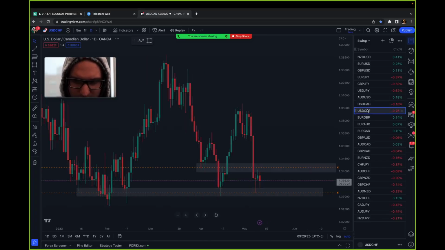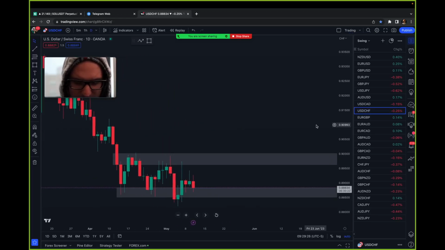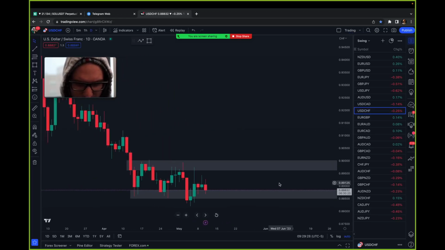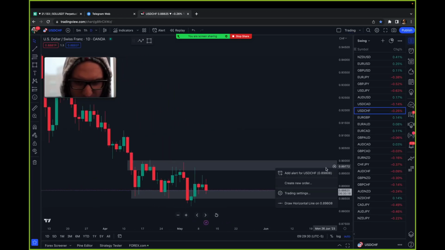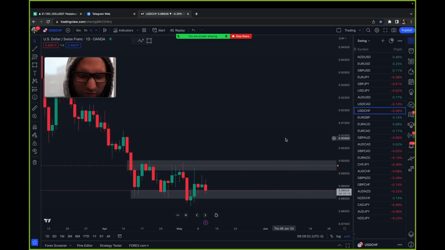Got the alert set. USD CHF, price is already at the support zone right now. I'm going to set an alert here at this resistance zone. And then I'm going to zoom my camera out just a little bit, and raise my little standing table up a bit higher to get the microphone close to my face so that I don't have to hold it the entire time.